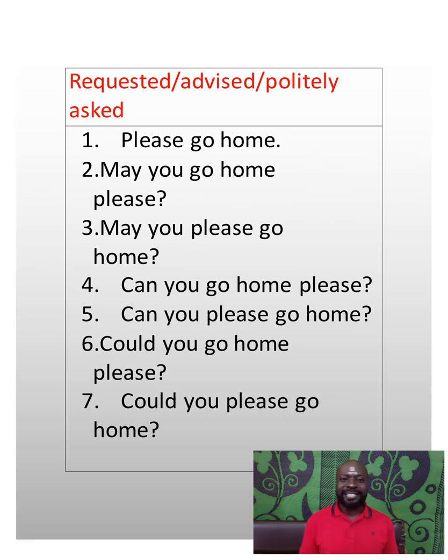All those sentences are polite. The word please is a polite word. It is not an order. I cannot say please go home as an order. The word please makes the sentence polite. Go home. That is an order. Please go home. That is a request. That is advice. That is a polite asking. So you must learn to ask for things politely.